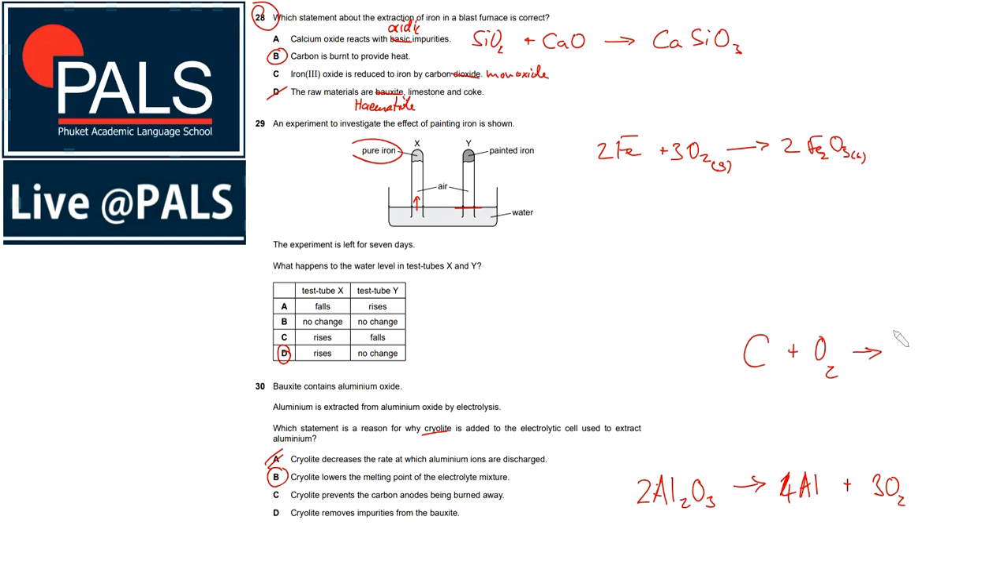It will probably slow it down because, again, the working temperature is lowered, but the main reason is to lower the melting point. Cryolite removes impurities from bauxite, it does not, so B is the correct answer here.